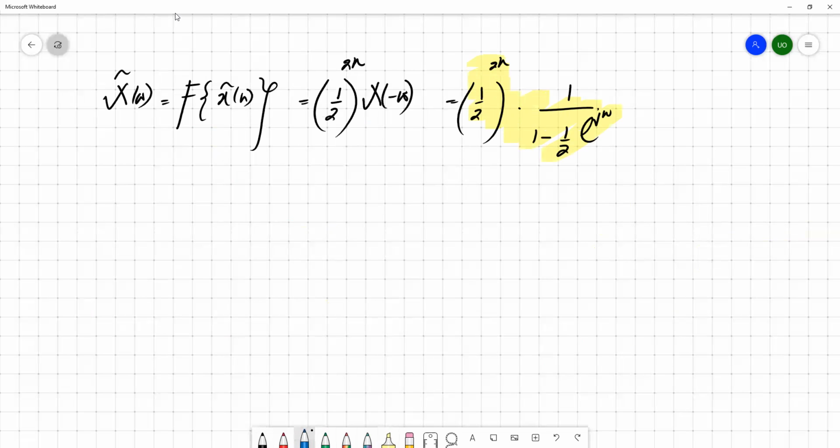So X(omega) equals 1 over 1 minus half e to the power minus j omega, and the Fourier transform of x[-n] is X(-omega). Using this property, you can get the Fourier transform of this function.